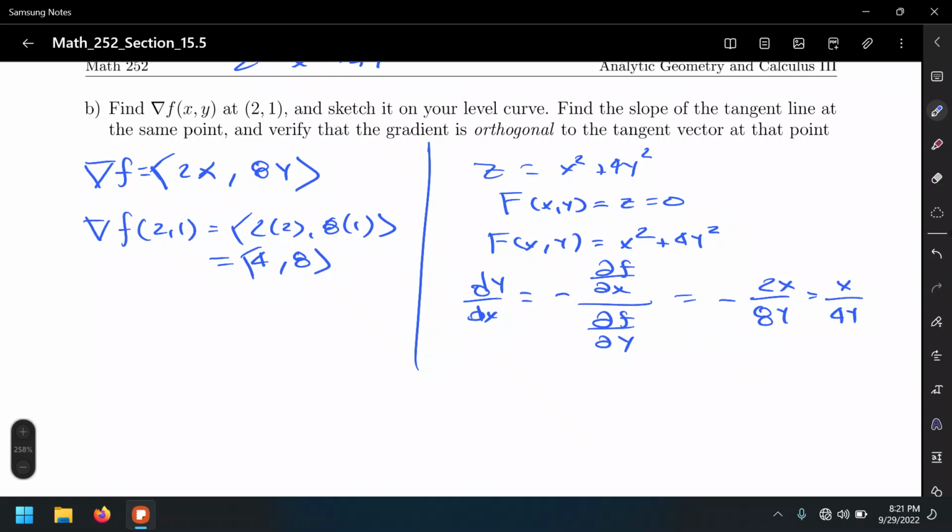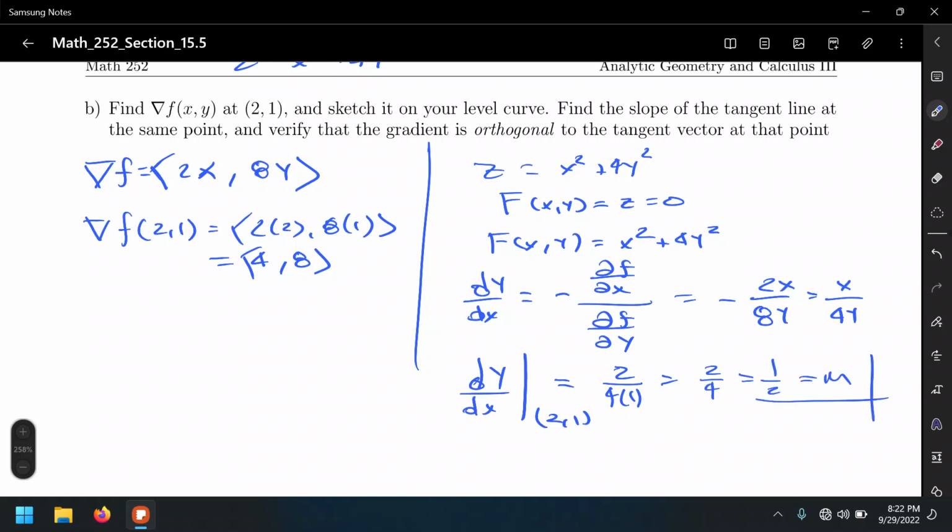Now, to find the slope of the tangent, what do we do? Evaluate the derivative at the point. What was that? 2, 1. So let's plug in 2 for x and 4 times y, which is 1. 2 over 4, which equals 1/2. That's the slope of the tangent.